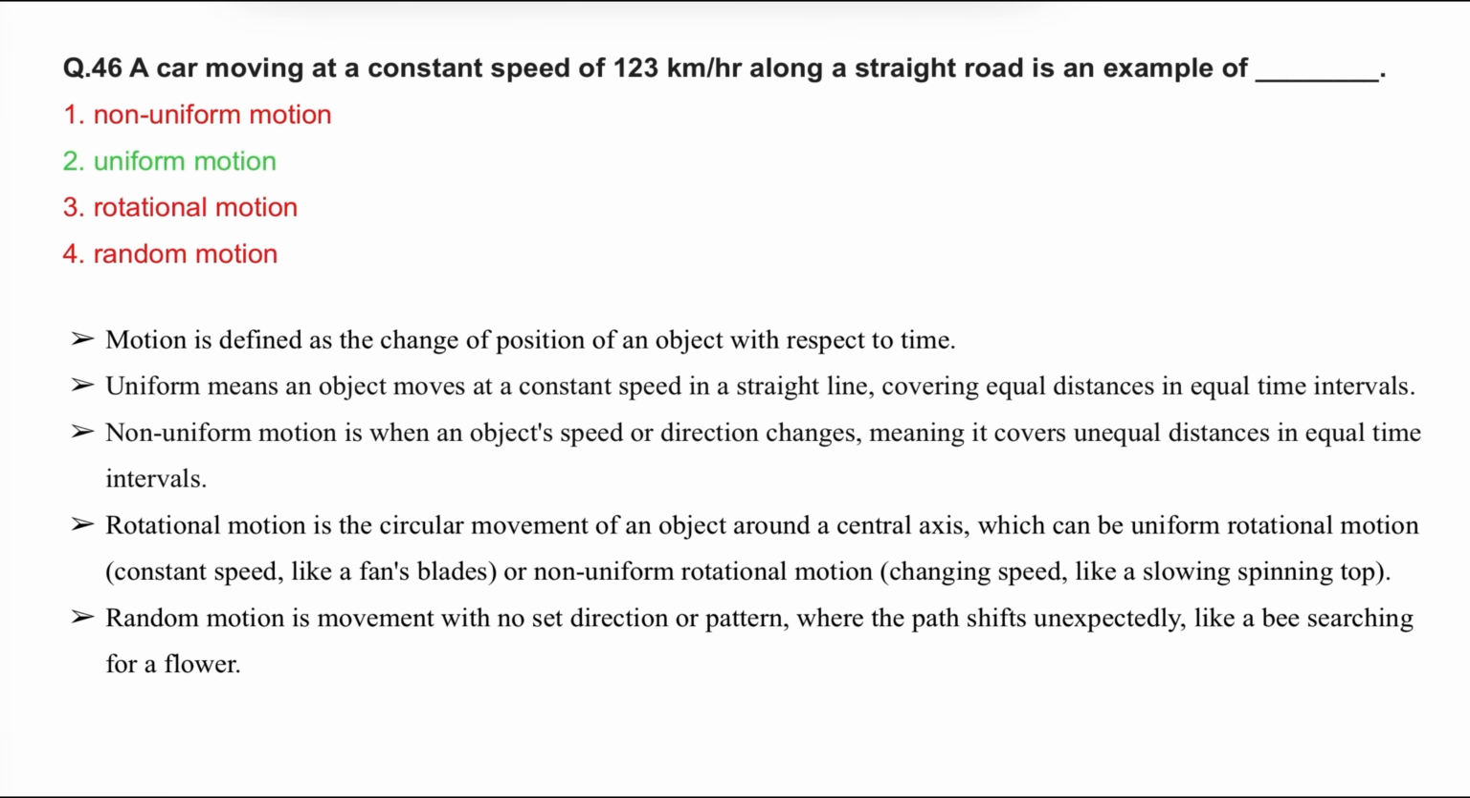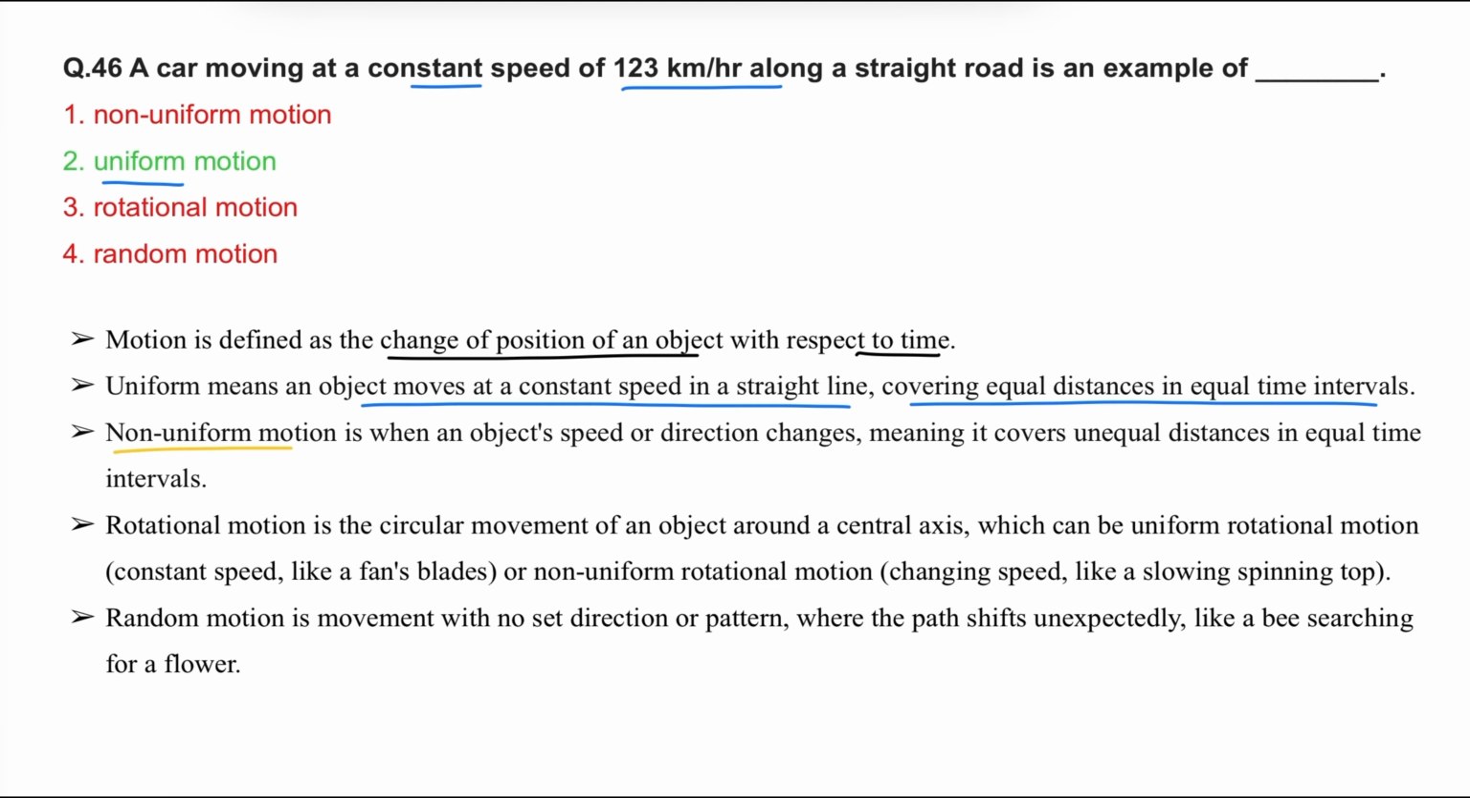Question number 46. A car moving at a constant speed of 123 km per hour along a straight road is an example of? Motion is defined as change of position of an object with respect to time. Uniform motion means object moves at a constant speed in a straight line covering equal distances in equal time intervals. Correct answer is uniform motion. Here the speed is constant and it is moving in a straight line.